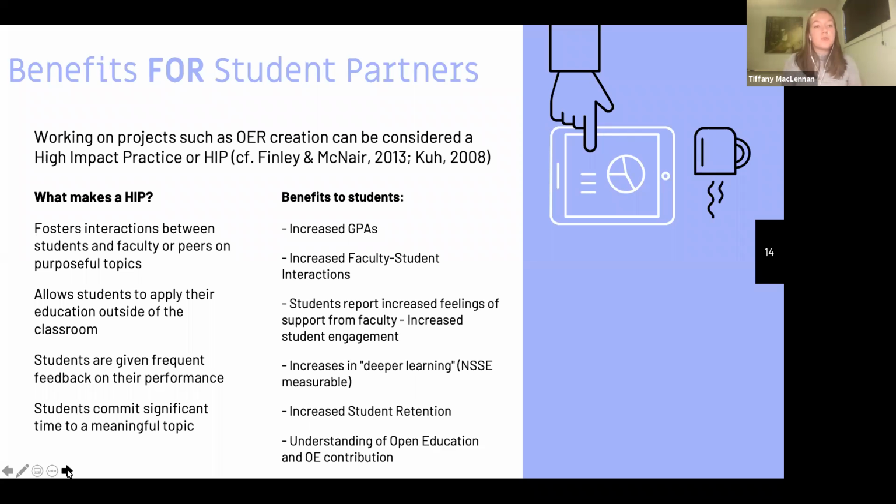And this comes down to doing things like creating OERs and having meaningful partnerships with your faculty. It comes down to something that's known as a high impact practice, which is basically educational activities that give incredible results to students if they participate. There are a few things that make a high impact practice, and one of the biggest ones is that you create relationships between faculty and students where they can gain frequent feedback, create relationships, and that the students are spending time on a meaningful topic.